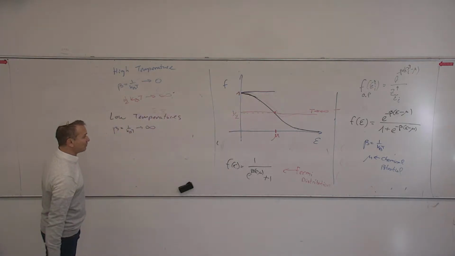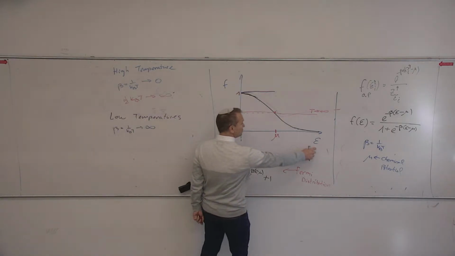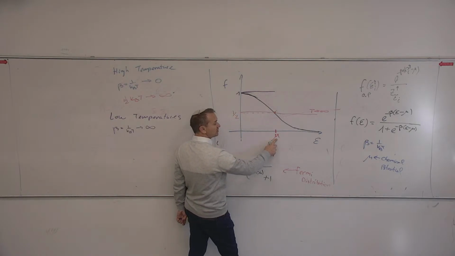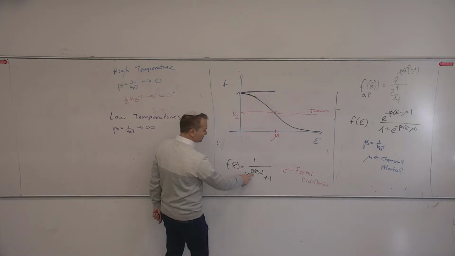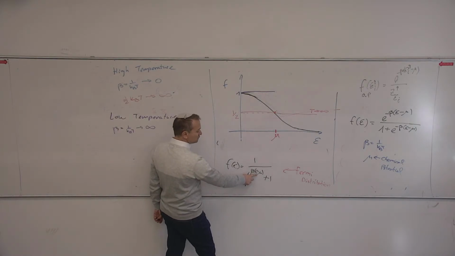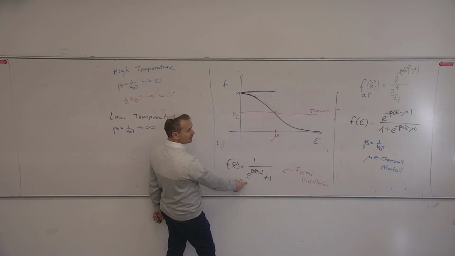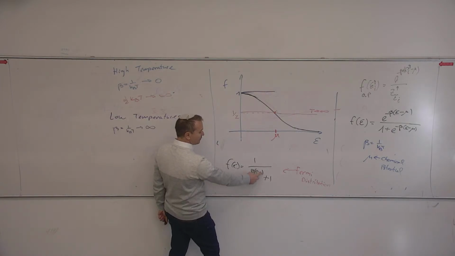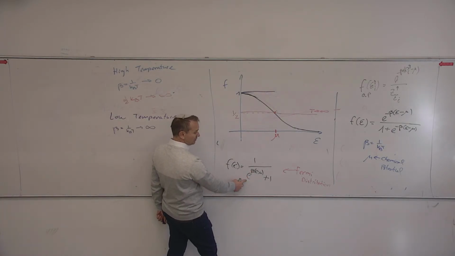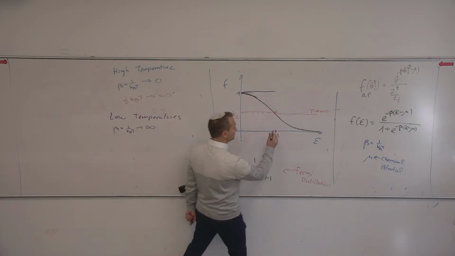What happens for energies that are larger than the chemical potential? I have e to the power of something big multiplied by something positive. So here, instead of a very small number, I'm going to have a very large number. I don't care about 1, so 1 divided by something extremely large is almost 0.